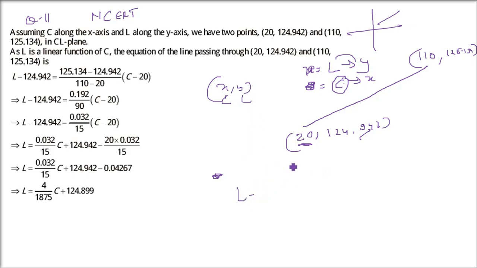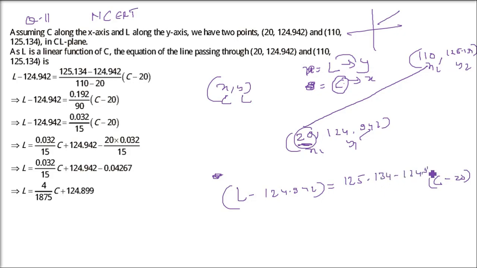So now when we have x and y coordinate, temperature and length: y minus y1. So L minus, this you take as x1 y1. This is as x2 y2. So L minus 124.942 equals, this is x minus x1, so C minus 20, times y2 minus y1, 125.134 minus 124.942, divided by this 110 minus 20, which is 90. So all these things are in front of you, just need to resolve it. This is the equation you are going to get.